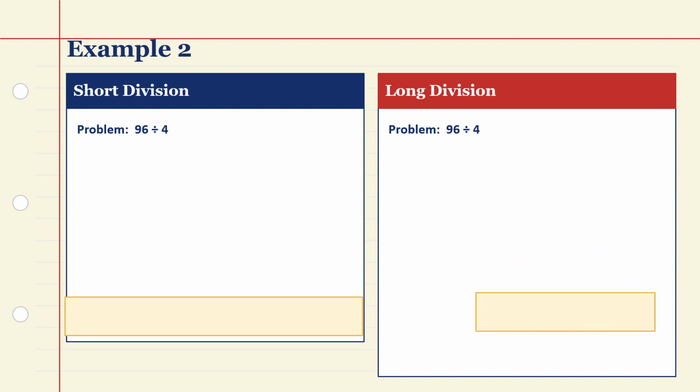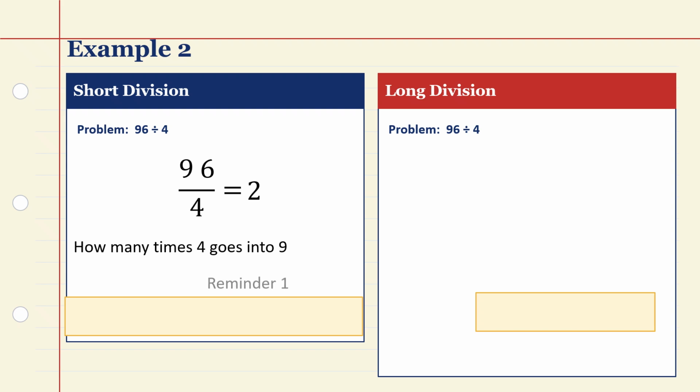Now let's look at this. 96 divided by 4. I'll first do the short division. Let's write it like this. And then we start on the left number. How many times 4 goes into 9? It goes 2 times. 2 times 4 is 8. That means we have a remainder of 1. Always write the remainder next to the next number, which is 6 here. So we bring the 1, the remainder, to the 6. So the 6 becomes 16.